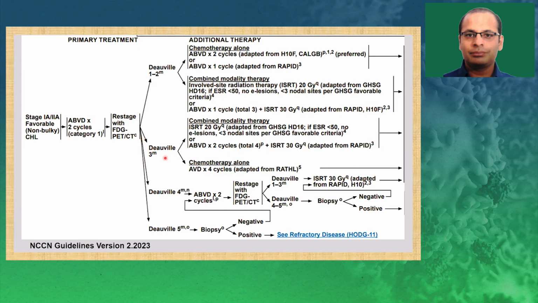If there is Deauville 3, you can continue with the combined modality treatment or consider ABVD for 2 cycles or radiotherapy for 30 gray. For Deauville 4, you can consider ABVD for 2 cycles, restage and do PET-adapted therapy. For Deauville 5, just rebiopsy and confirm the diagnosis and consider it as a refractory disease.